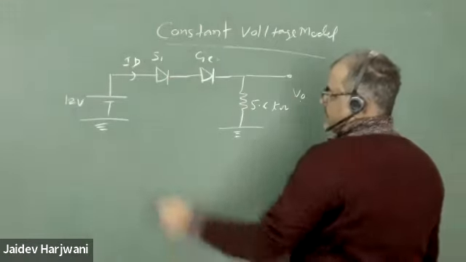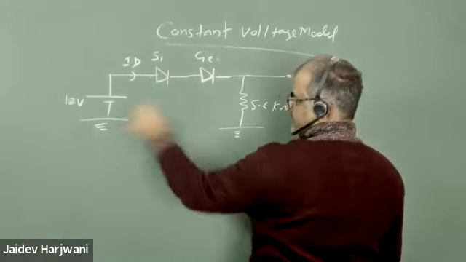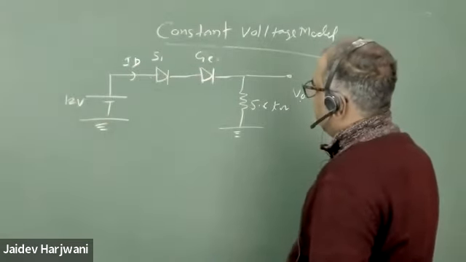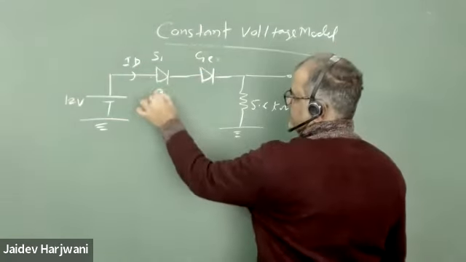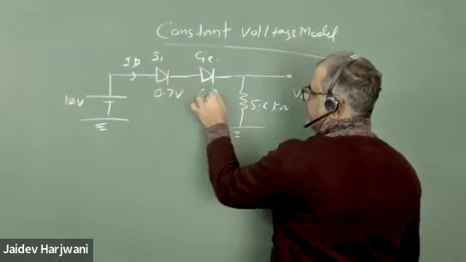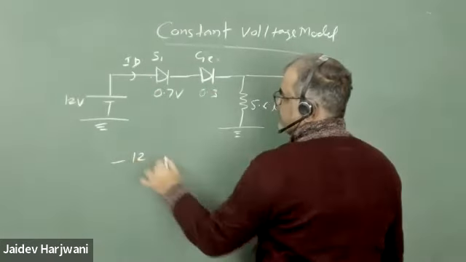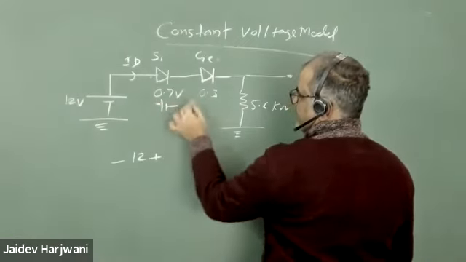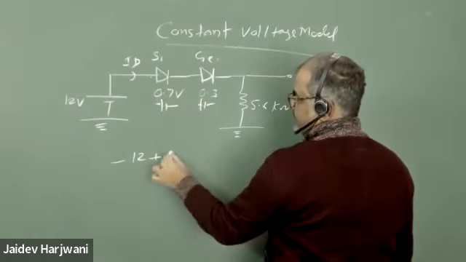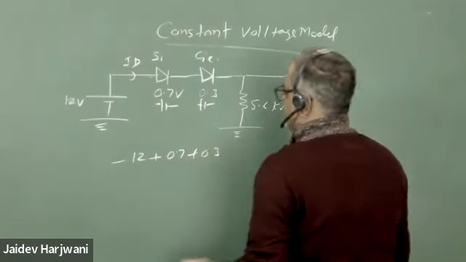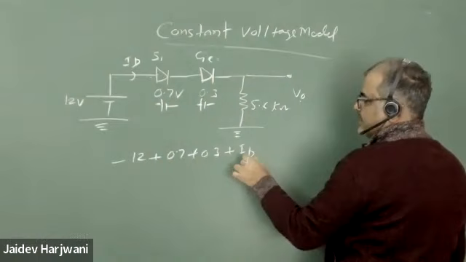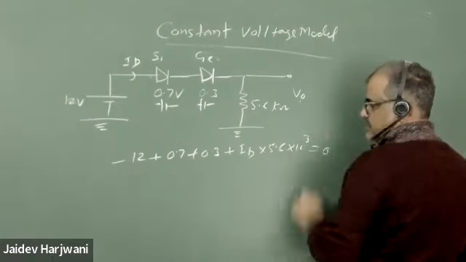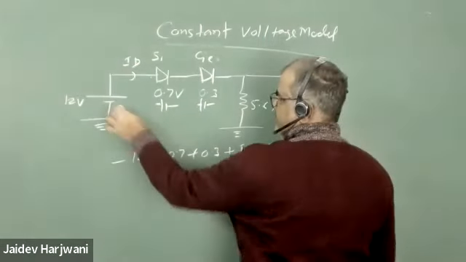So this is a silicon diode. This is looking forward bias. If you see the open circuit voltage, that will come 12 volts, so this is forward bias. So you can say this is 0.7 volt, this is 0.3 volt, and you can replace them by a battery. So 12 minus 0.7 minus 0.3, and the circuit current is ID multiplied by the 5.6 kilo ohm resistance equals 0. I'm applying KVL in this loop.